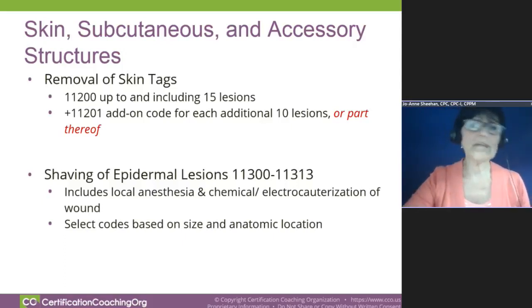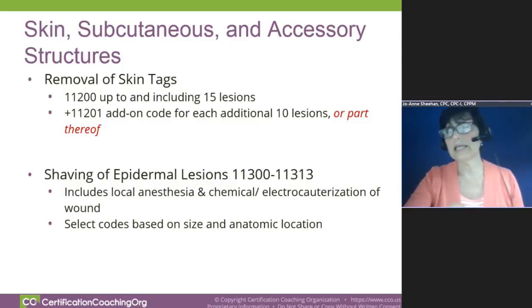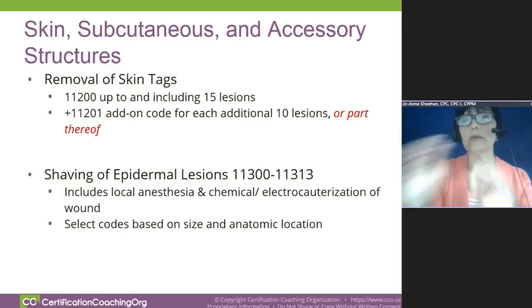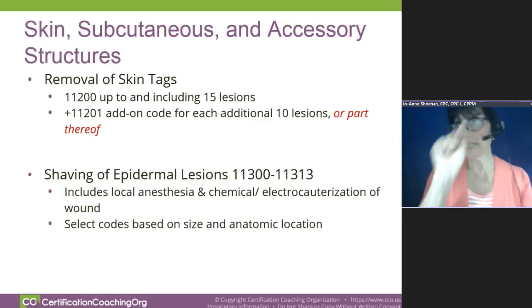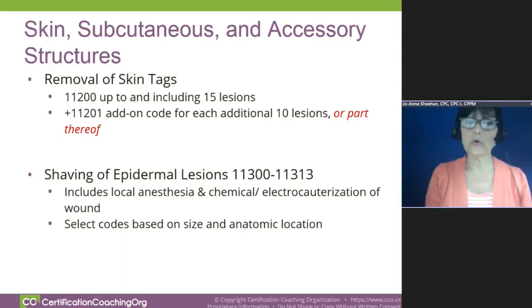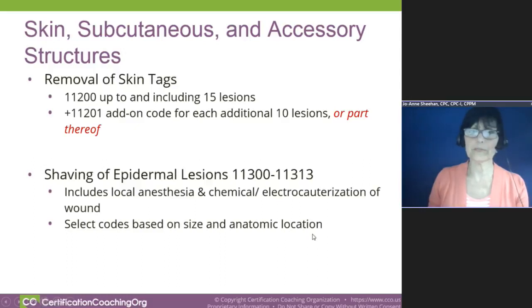Okay, and the shaving of epidermal lesions, 11300 to 11313. This includes local anesthesia and chemical electrocauterization of the wound. And these codes are always based on the size and the anatomic location. And I know when you go to the Batcave and you're bubbling and highlighting, you will see how you underline the locations and the sizes right down the page, because it's very important. You don't want to be coding an arm when it's a leg. It's pretty self-explanatory.